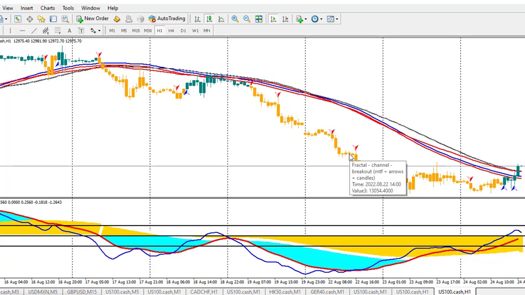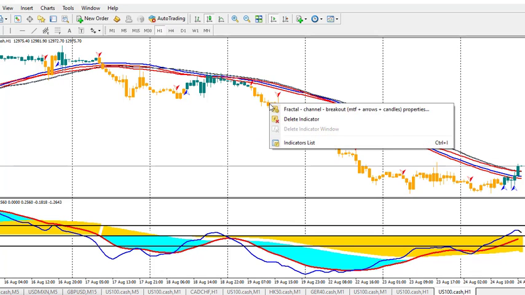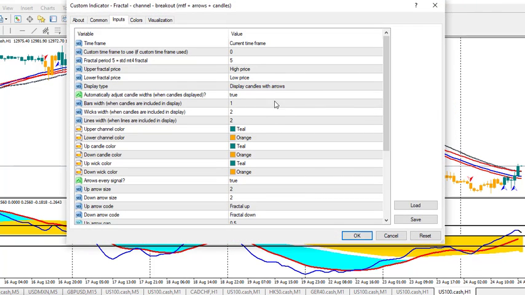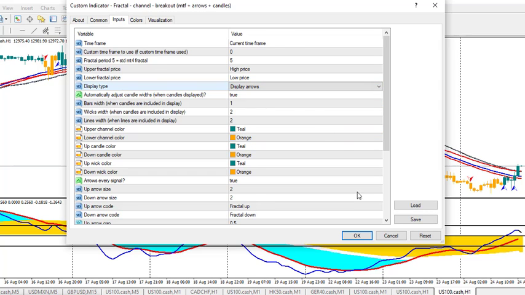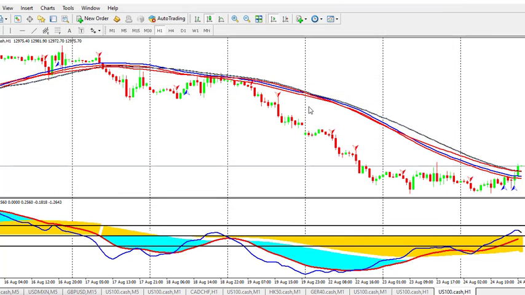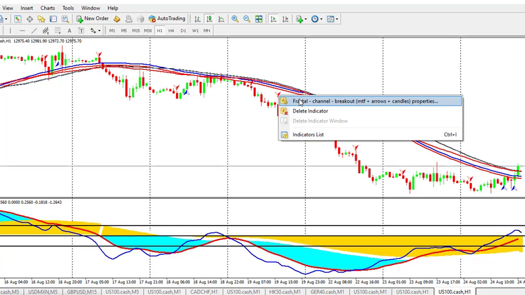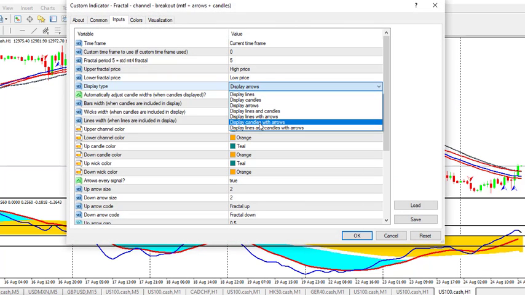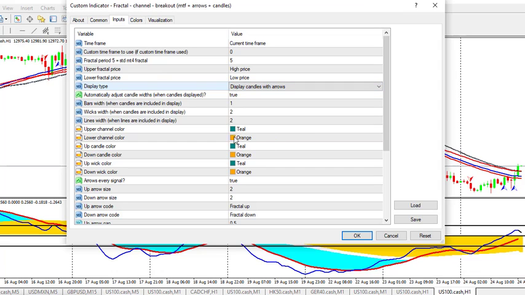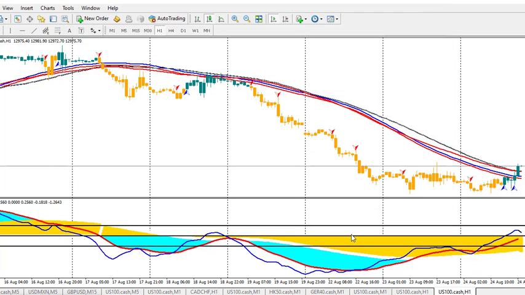Here is the candle for this particular indicator, and I think it's beautiful. It's okay, make your chart look clean. But if you don't want it, you can change it here again. Display only arrows. Here it is, display only arrow. But let us use display both. Let's use display candles with arrow, and you can change the color of the candles here.